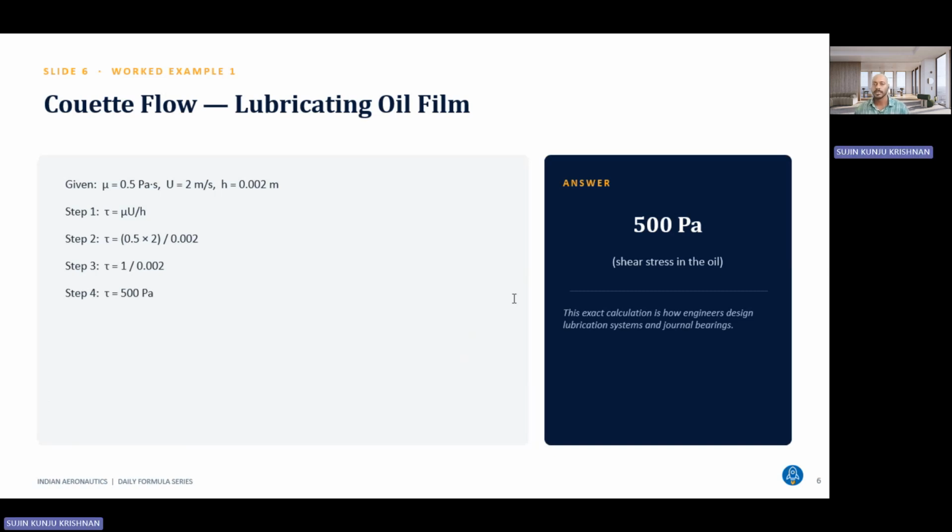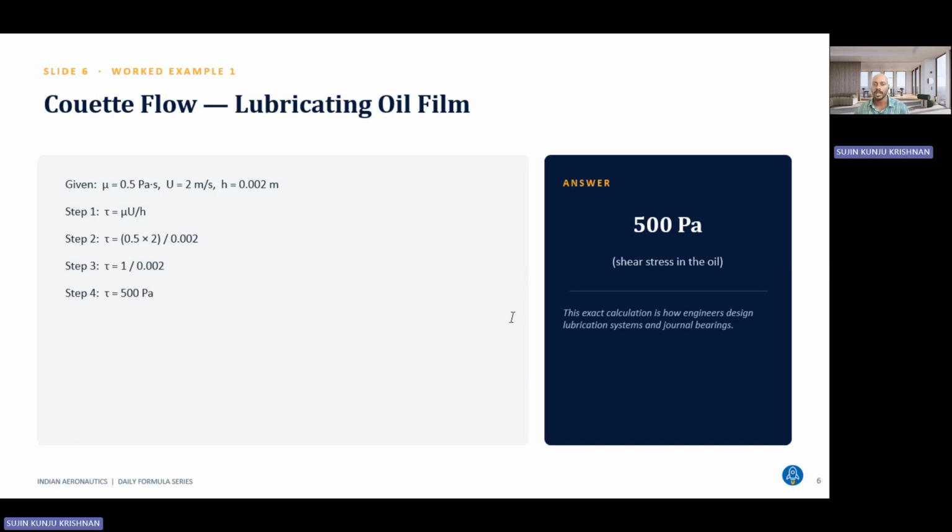Let's calculate two things: the shear stress in a Couette flow using a lubricating oil film, and a rough estimate of viscous force in an air boundary layer. The worked example on this slide: a thin film of lubricating oil, viscosity 0.5 Pascal seconds, sits in a 2 millimeter gap between a fixed plate and a plate moving at 2 meters per second. Find the shear stress in the oil.